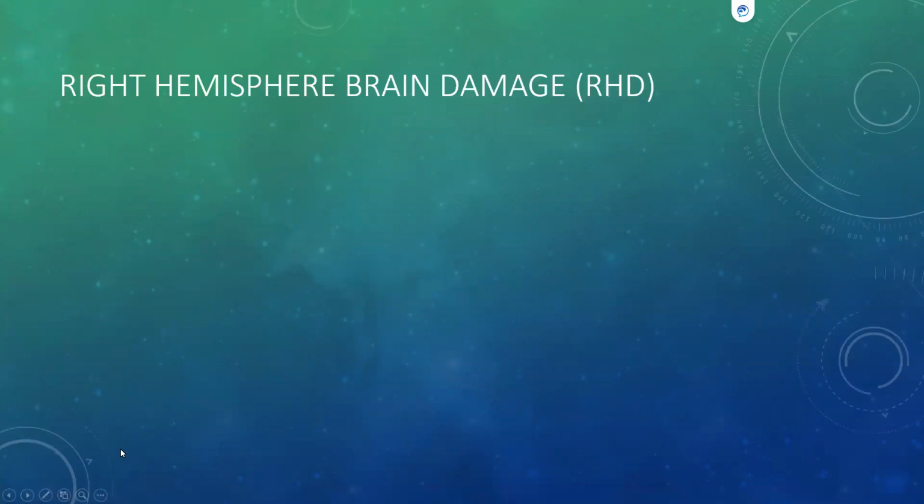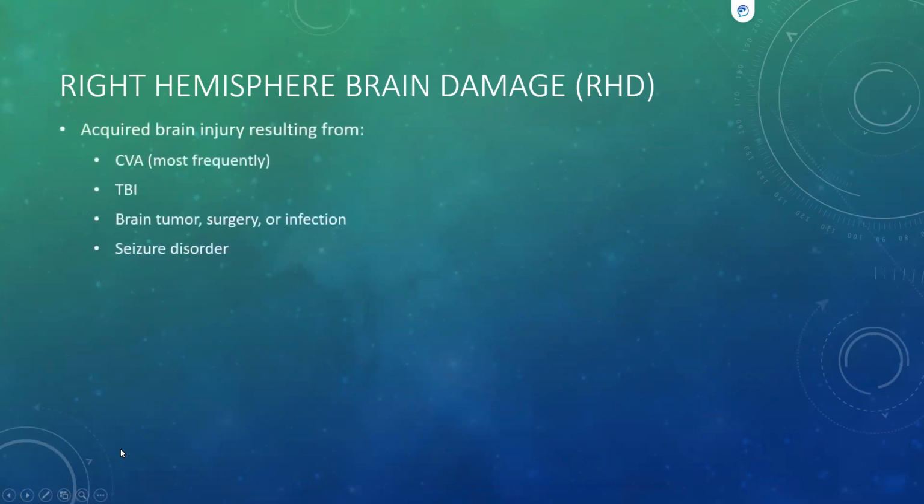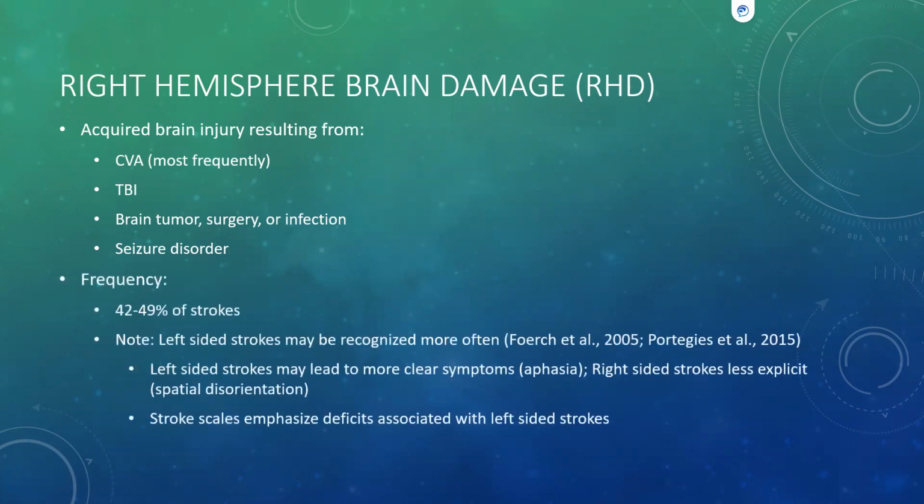So right hemisphere brain damage can be caused by a few different things. Most often we will see this as a result of a CVA or a stroke. Right hemisphere brain damage can also be caused by a traumatic brain injury, brain tumors or surgeries, or infections. It can even be caused by a seizure disorder. When we look at frequency, more specifically in strokes, 42 to 49% of strokes are caused by damage to the right hemisphere of the brain.